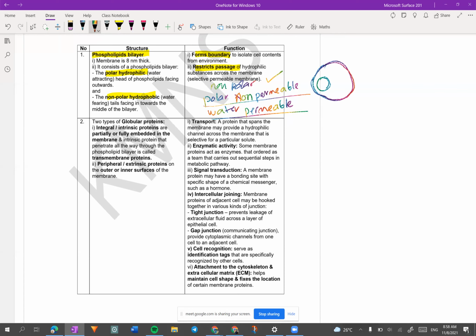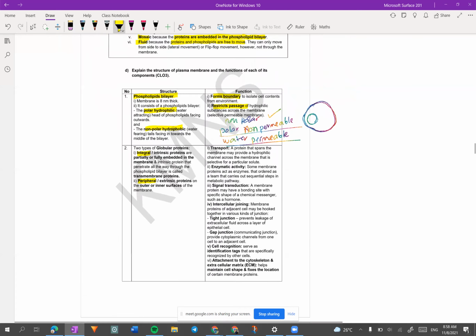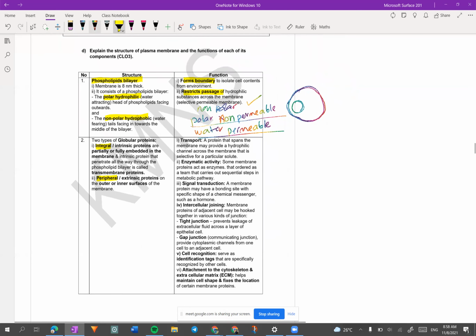Right? Next, kita masuk dekat kita punya protein. So we have a few type of protein. Ada integral atau yang lagi satu kita panggil dia peripheral. Okay. So, saya lukis sikit lah. Kalau yang integral tu, ini double membrane.